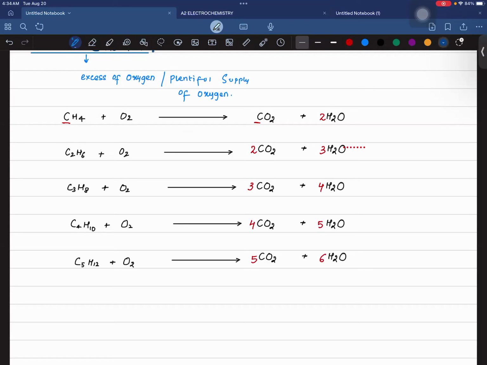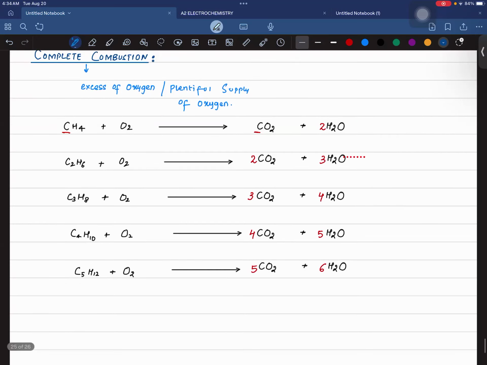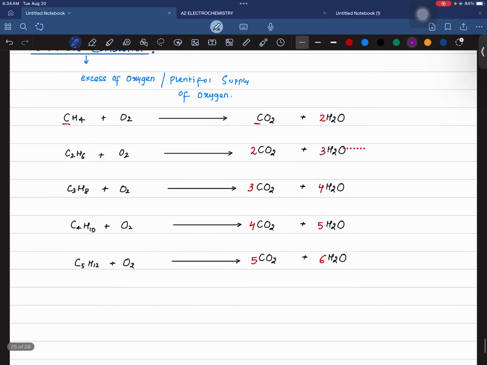So basically, carbons are equal to carbon dioxide, but the hydrogens equal half of water. If you have 10 hydrogens on the reacting side, you must have 5 water on the product side. So the water is approximately half of the hydrogen atoms. Now you need to balance oxygen.